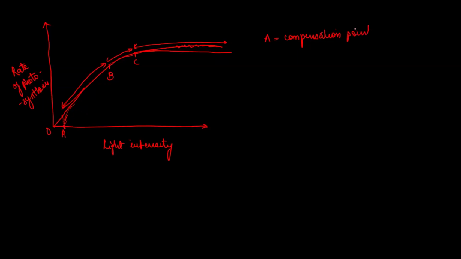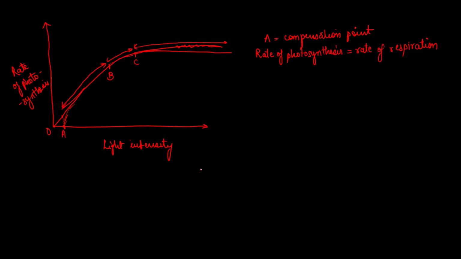Now what do I mean by compensation point? At this point, nothing is actually happening. The net gain of photosynthesis is nothing, because here the rate of photosynthesis is equal to the rate of respiration. So there is no net gain, if you say photosynthesis is making a certain product, because whatever is being synthesized is getting utilized. So this is the compensation point.